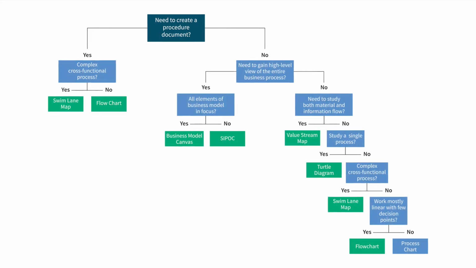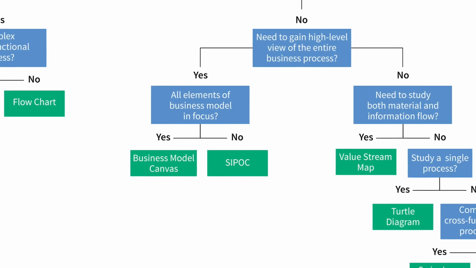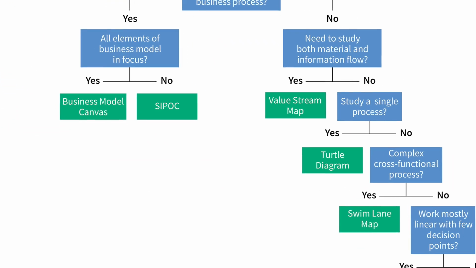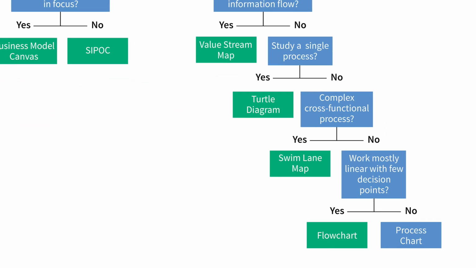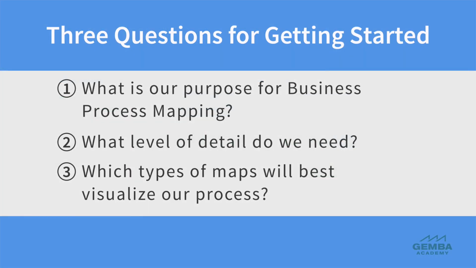As always, we encourage you to learn by doing, finding the strengths and limitations of each tool. For example, you may have success with flowcharts up to a certain point, but may encounter more complex, cross-functional processes that call for a swim lane map. A decision tree diagram such as this can be useful as a guide.